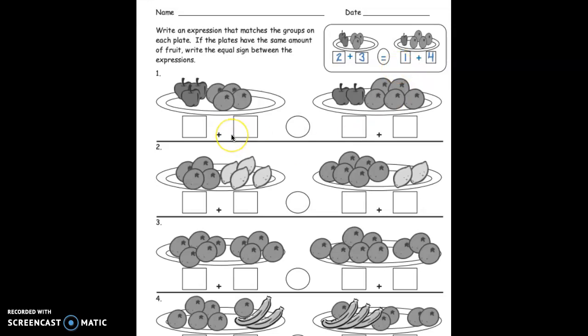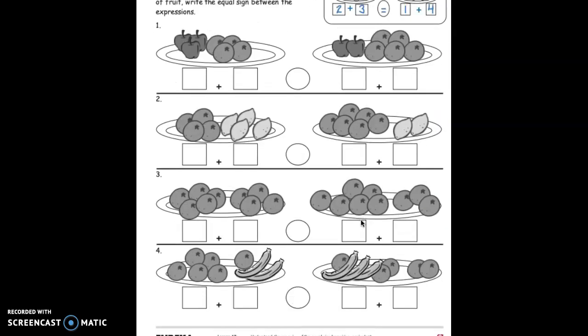Now we want you to do that for each of the problems down here for 1 to 4. So look at each plate of fruit, write your parts for each plate, and then decide how many pieces of fruit you have all together and write that amount above the plate and decide if they're equal. You'll put an equal sign. Go ahead and do that for 1 to 4 and hit play when you're ready to move on.